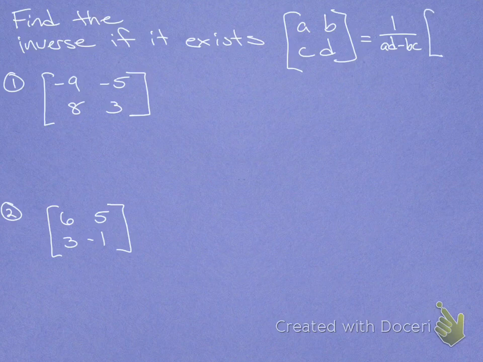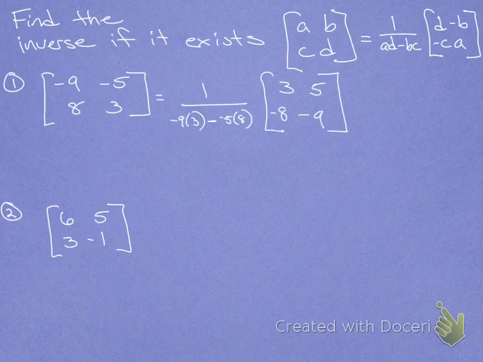And then times, I'm running out of space, so I'm going to write kind of small, swap the main diagonal and make the other ones opposite. So if you didn't remember that, now it's on the page. See if you can do number 1. So here's my first step. Maybe I'm showing a little bit more than necessary, but check your work and keep going.